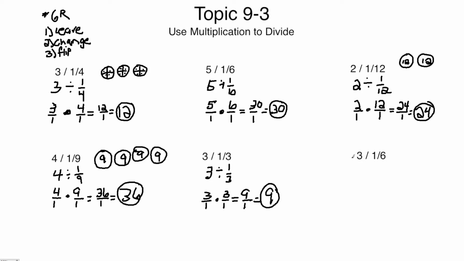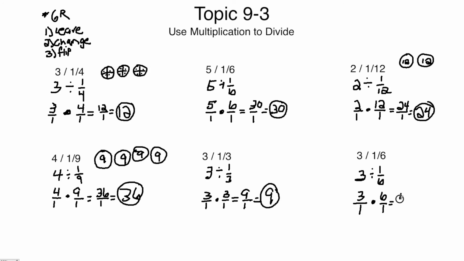All right, go ahead and try this last problem. See what you get. Push pause. All right, so we have 3 divided by 1/6. Do the golden rule. Leave this fraction alone. Change division to multiplication. And flip, multiply by its reciprocal. The reciprocal of 1/6 is 6 over 1. Can we cross factor? Nope. Then we need to multiply straight across.